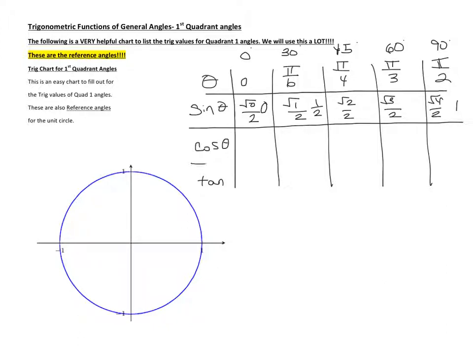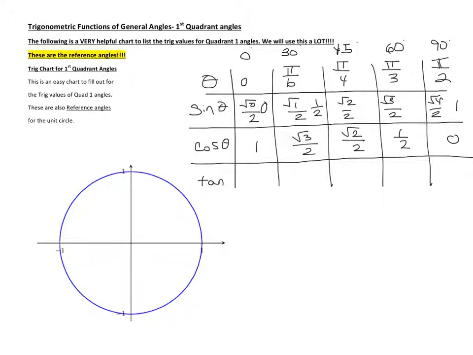Once you have that, filling out the cosine is very simple. It's just the same exact values in reverse order. So if I have a 0 in the first one, over here at the end, my cosine is 0. When I have 1/2 right here at 30 degrees or pi over 6, I'm going to put 1/2 over here. So you write it in just a reverse order. That's what makes it easy. So if you can just learn the sine values, then you know your cosine. They're just opposite.